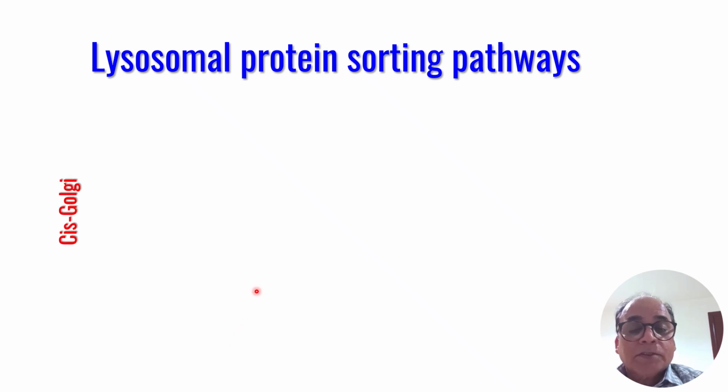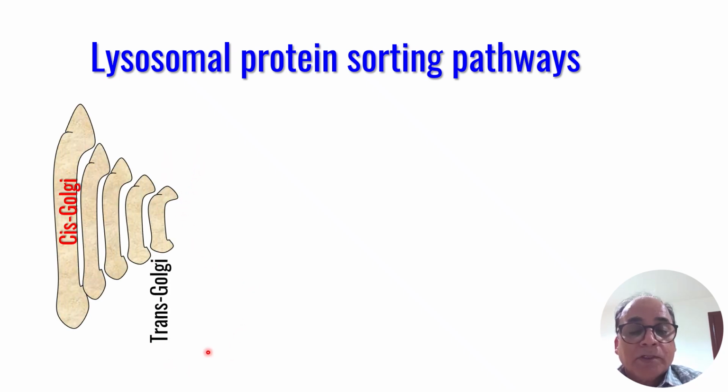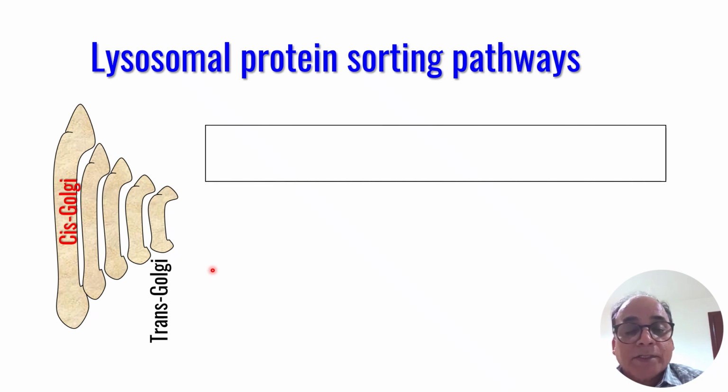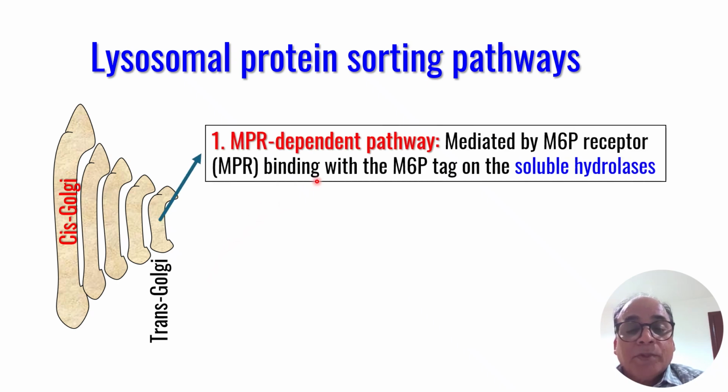So lysosomal proteins are sorted in the trans-Golgi network using three mechanisms or pathways, based on the presence or absence of the Mannose 6-phosphate tag. The first one is MPR dependent, or Mannose 6-phosphate receptor dependent. This is specifically designed to bind with the Mannose 6-phosphate tag, and this is for the soluble hydrolases and other lysosomal proteins. So this is the major pathway for sorting lysosomal proteins.